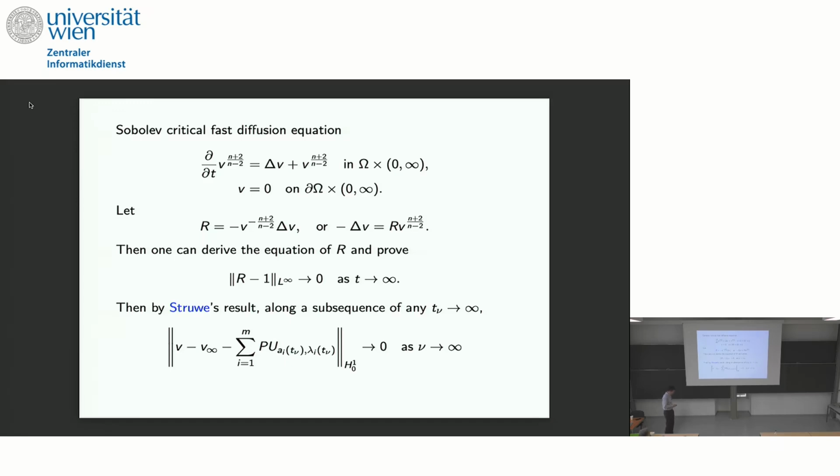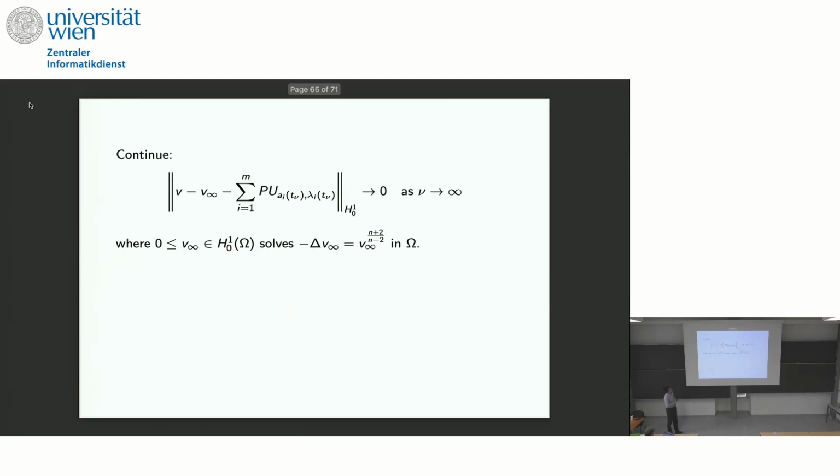So we know by a result of Struwe, along any sequence of t_nu going to infinity, along a subsequence, V can be decomposed as this. This is a summation of m bubbles, and V infinity will be a stationary state. So let's continue here. Along a subsequence, V can be decomposed as a summation of the bubbles with the stationary state V infinity, and V infinity solves this equation.